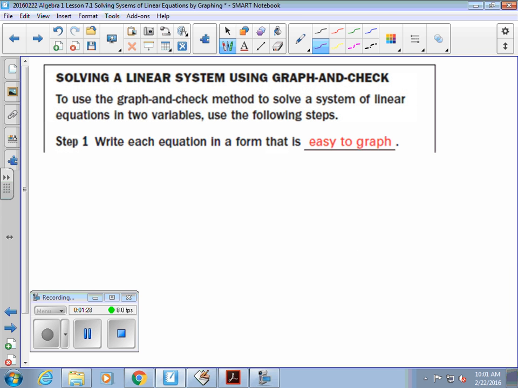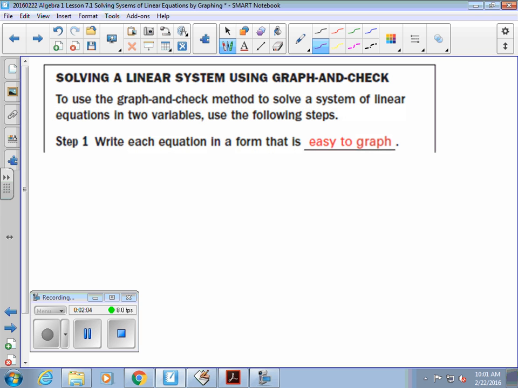So we have 4 steps to start with of how to solve using the graph and check method. The first step is to write each equation in a form that is easy to graph. Notice it does not say anything about which form to put it in. It says one that's easy to graph. If it is easier for you to plug in x values in an input-output machine, to just get it into function form and plug in -2, -1, 0, 1, and 2, yes, that is a longer way to do it, but it may be easier for you to do it that way.